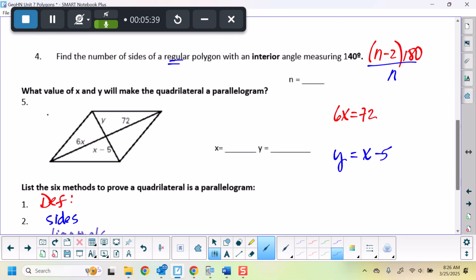When we look at this conversation, find the number of sides of a regular polygon with an interior angle measure of 140. They went ahead and talked about a regular polygon and with one interior angle. So this is your conversation about each. Each of those angles is 140 degrees. So when I figure this out, I know that my total number divided by each number is going to be equal to that measure.